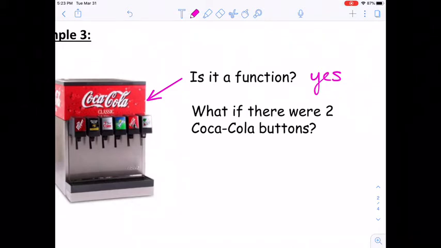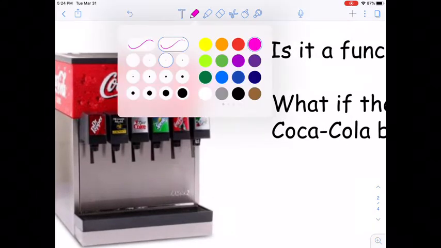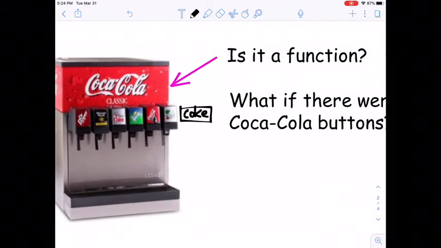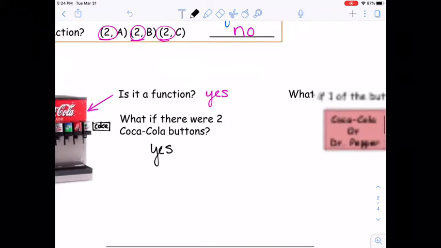So that's a function. But what if there were 2 Coke buttons? What if I had a second Coke button over here? We'll pretend it's a bigger machine and there's another Coke. Is that a function? Well, if I push either Coke button, do I know what's going to come out? Yes, I do. So that is a function. It's okay that there's 2 buttons as long as I know what's coming out of it. Coke is coming out each time.